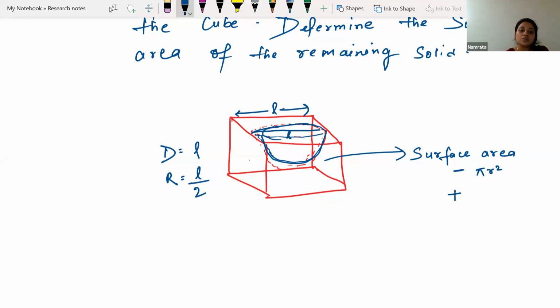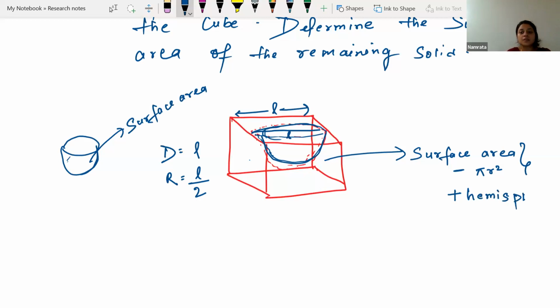Now with that, we also have to think about the surface area of this hemispherical bowl. This much. So we also have to find the surface area of this one, and that we have to add to this one. So the hemisphere's surface area. Is it making sense to you?